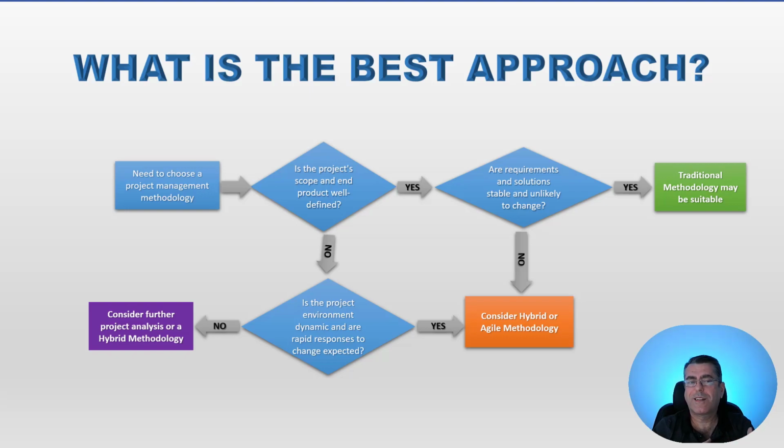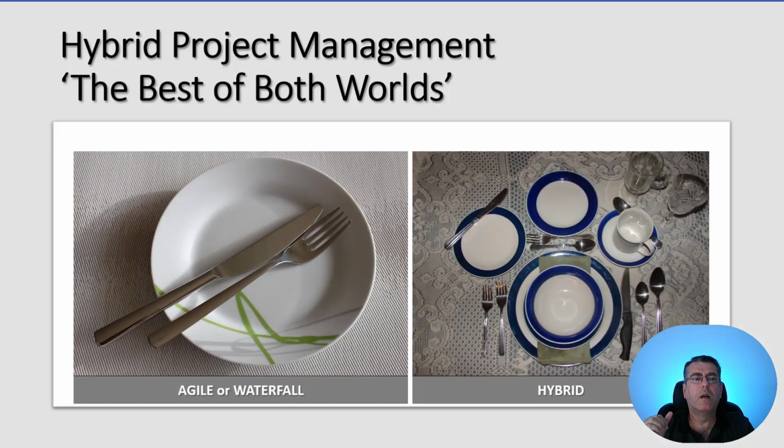If your scope is not clear, is not well defined, and the environment is dynamic, and you have a rapid response to change, then you can also consider hybrid or agile. If your scope is not well defined and the project environment is not able to respond quickly to change, then you need to rethink your project scope, or maybe use a hybrid methodology. So what do I call hybrid methodology? Hybrid methodology, in fact, is something that you can adopt that uses the best of agile and traditional. So hybrid project management is the best of both worlds.